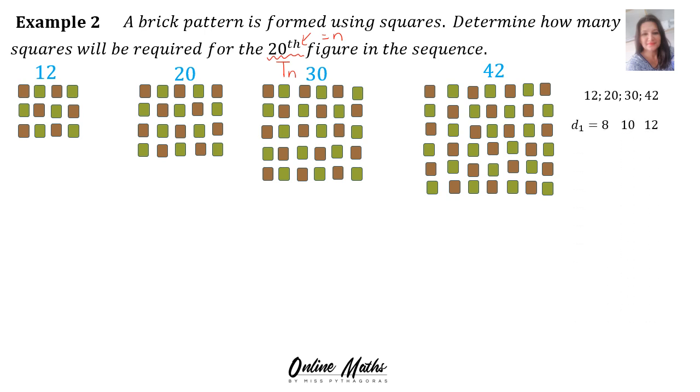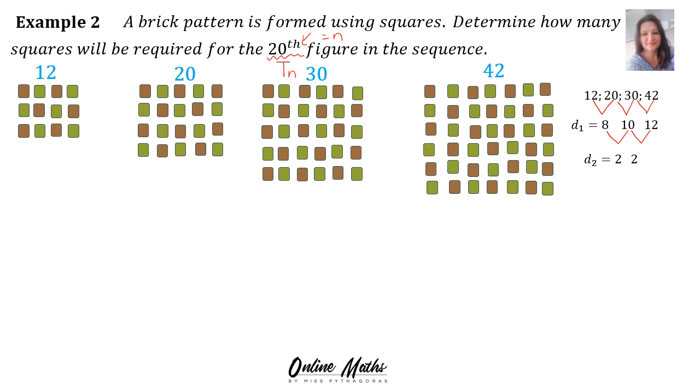The first difference will be 20 minus 12 is 8, 30 minus 20 is 10, 42 minus 30 is 12. And now you can see that the first difference is not constant. Let's work out the second difference. The second difference will be 10 minus 8 is 2, 12 minus 10 is 2. Therefore, there is a constant second difference and our sequence is quadratic.